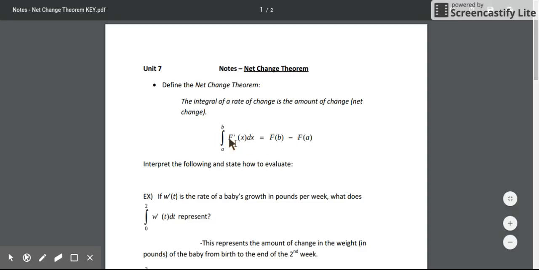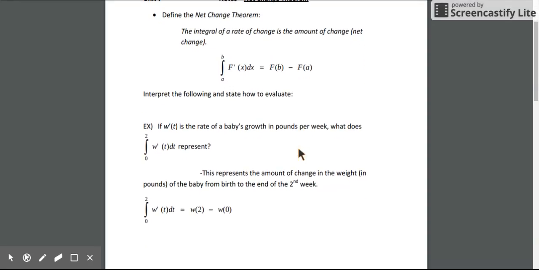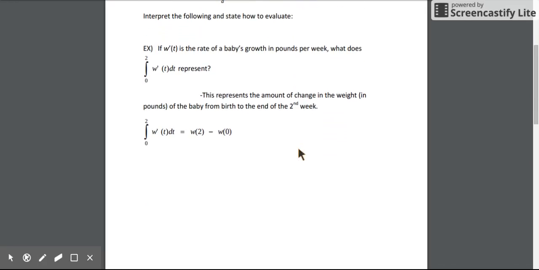So if I integrate a derivative or a rate of change, I get back to the original function, and I'm going to evaluate it at the top or the upper limit and subtract it from evaluating it at the bottom limit or the lower limit. This comes into play a lot with word problems. So that's essentially what we're going to be doing in this video, interpreting rates of change or applications here.